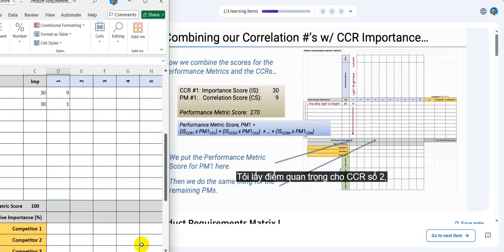I take the importance score for CCR number 2, multiply it by whatever the correlation score is for performance metric number 1, and come up with that number. I just go right down the column and add all those things up, and that's what goes in that bottom section, as we pointed out here. You do the same thing for each one of the performance metrics. Go right down the column.